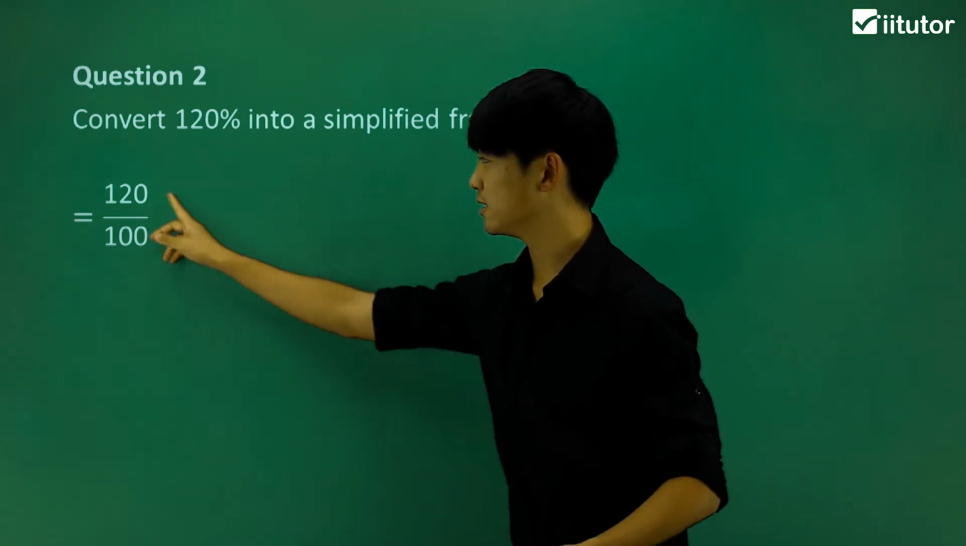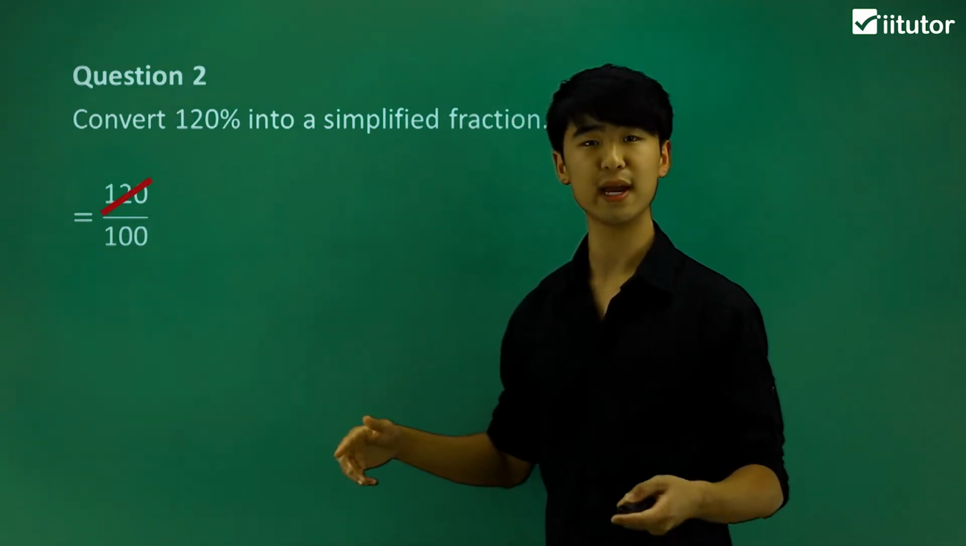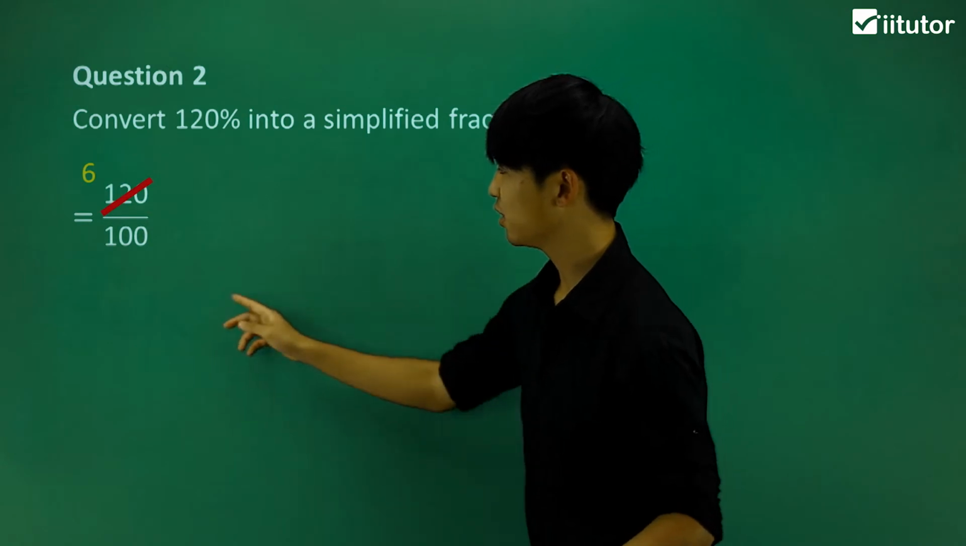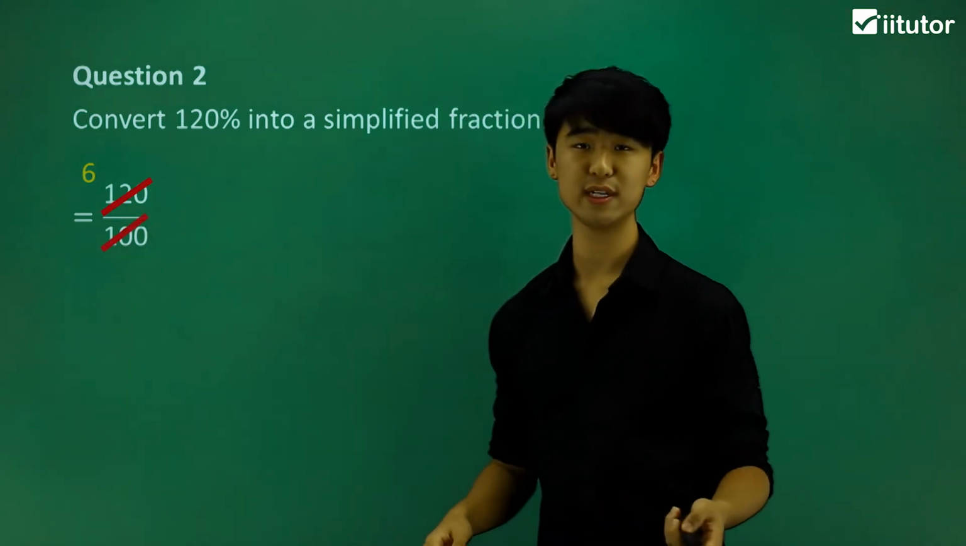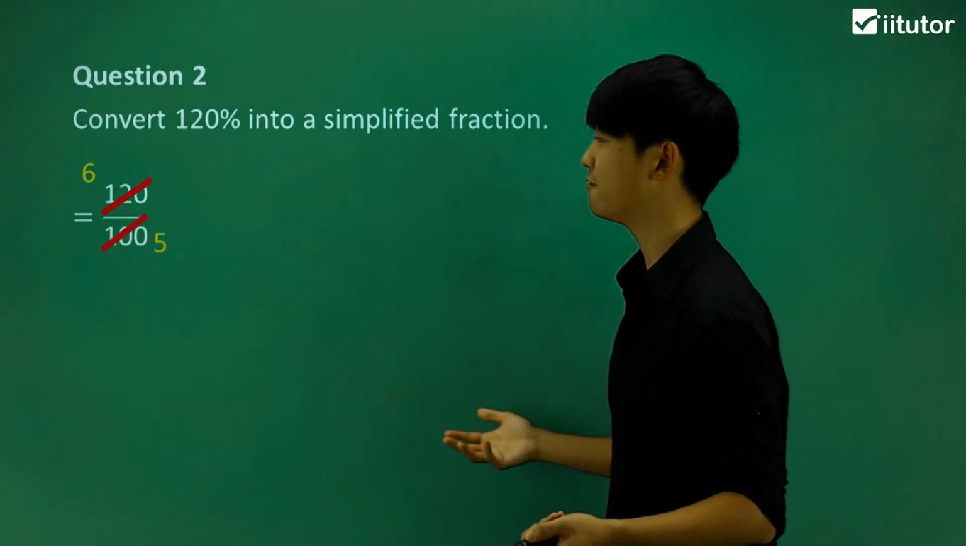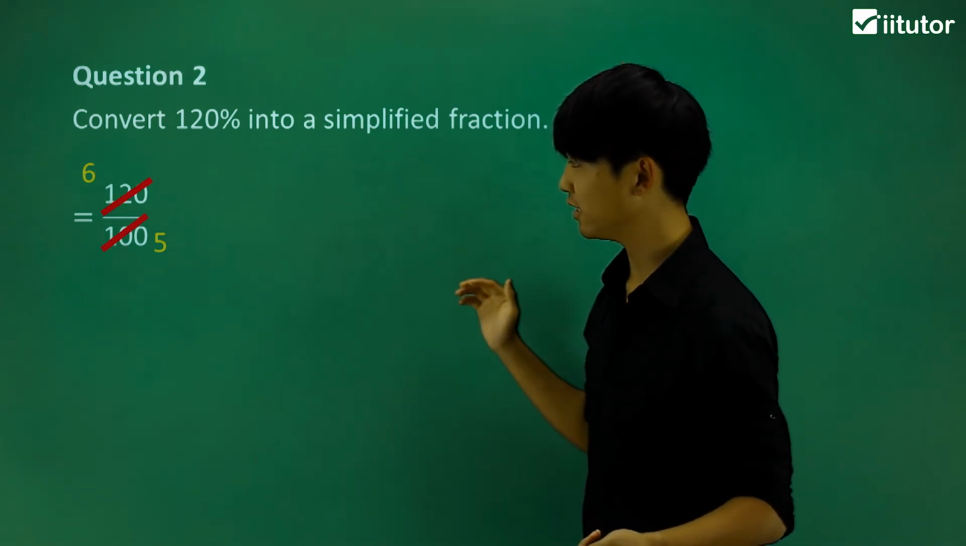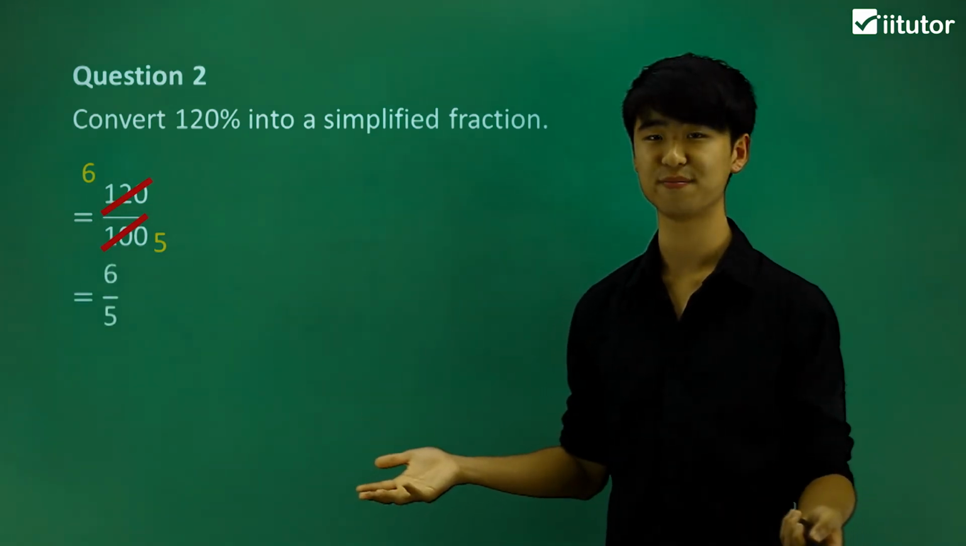Now what I'm going to do is I'm going to cancel my 120 and it's going to come down to a 6, while I cancel my 100 and it's going to come down to a 5. So my simplified fraction here is simply 6 over 5.